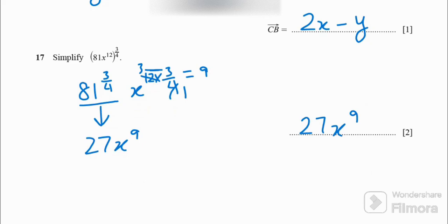Question 17 states (81x to the power of 12) to the power of 3 over 4. So first we will do 81 to the power of 3 over 4, that will be 27. Then with x, the power 12 will be multiplied with 3 over 4, that will be 9. So the answer will be 27x to the power of 9.